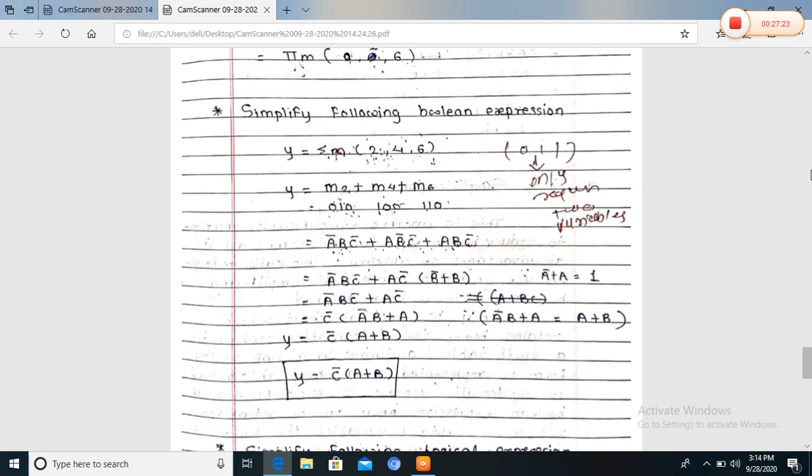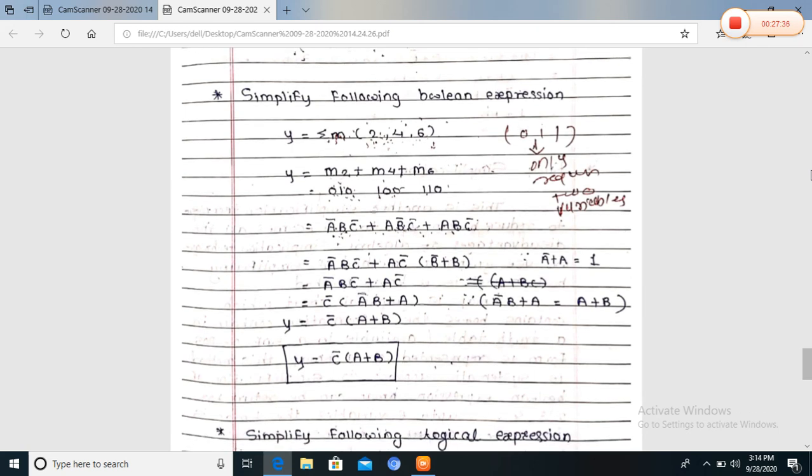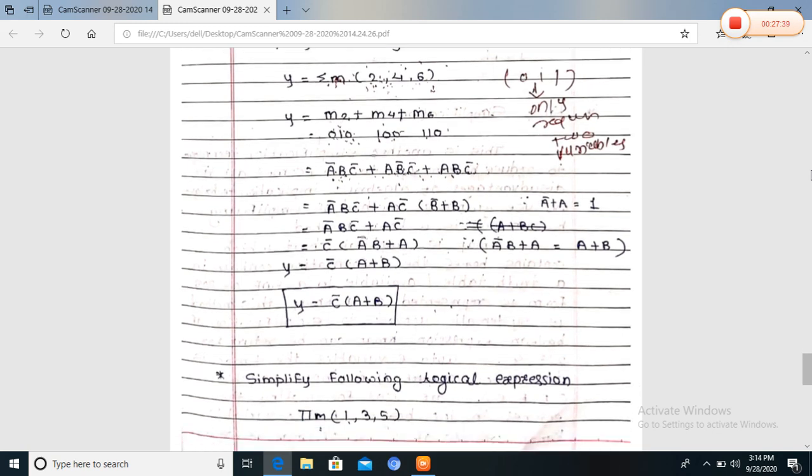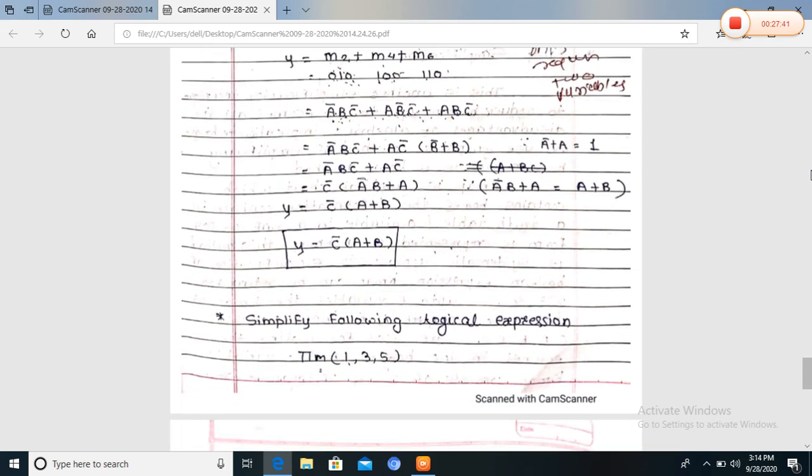In this expression there are 3 literals present, because the values are from the 0 to 7 range: 2, 4, 6. So there are 3 variables required in the expression. So in that expression, we solve by using Boolean law.